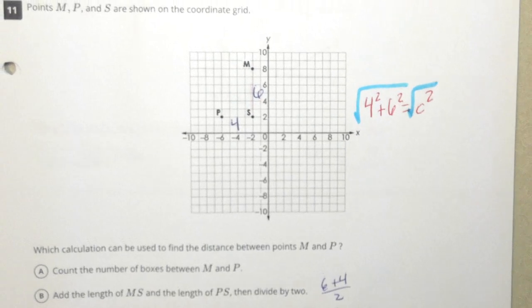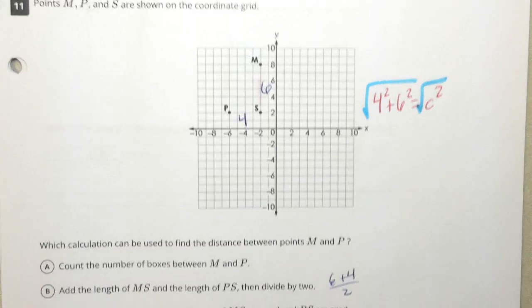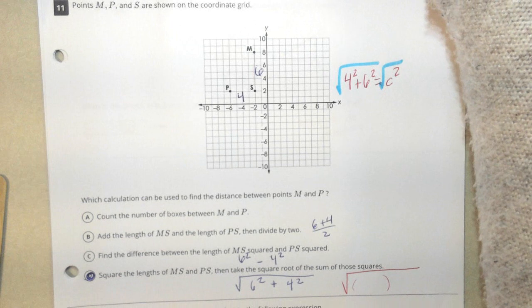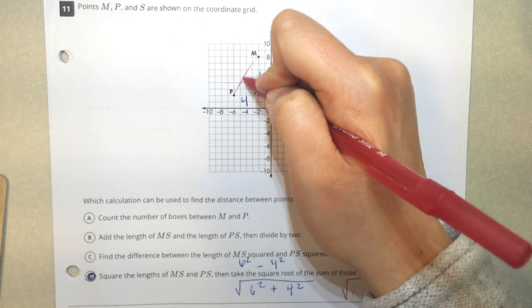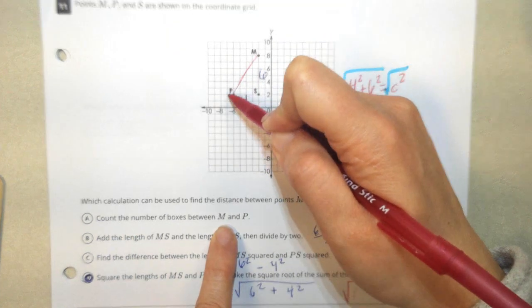Number 11 on this one. This was one that was kind of a Pythagorean theorem question, but I told you from the get-go they're never going to make it just a basic Pythagorean theorem for the most part. They're going to add some sort of trick to it that you have to understand. So on this one, it says which calculation can be used to find the distance between points M and P. So if I want to know the distance from here to here, the first thing says just count the boxes. If it's at a diagonal, you can never count them.